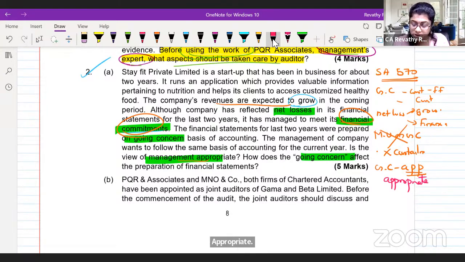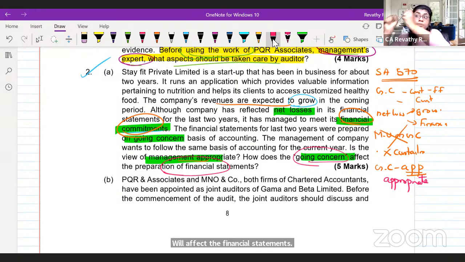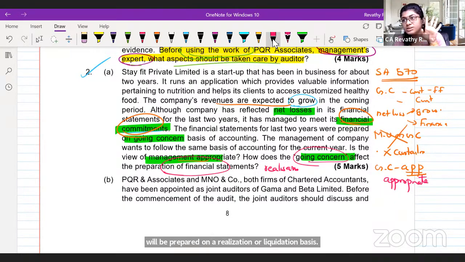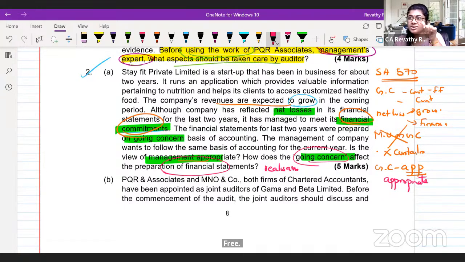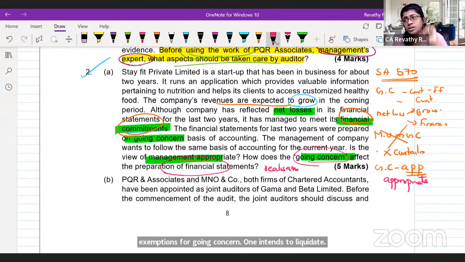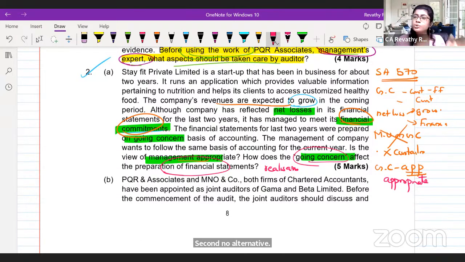Second part answer is, how will going concern affect the financial statements? See, had it not been a going concern, financial statements will be prepared on a realization or liquidation basis. See, there are two exemptions for going concern. One, intends to liquidate. Second, no alternative. Is it falling in these two criteria? No. So going concern is appropriate.